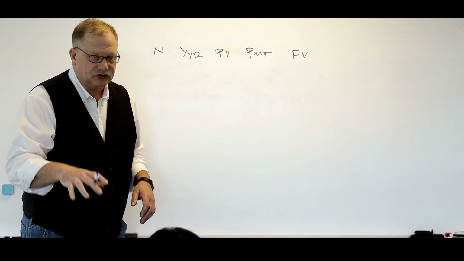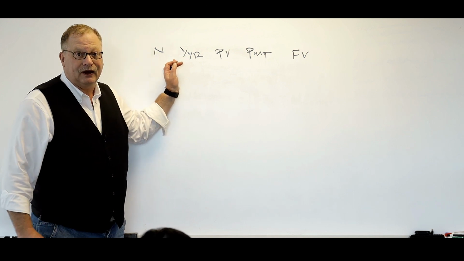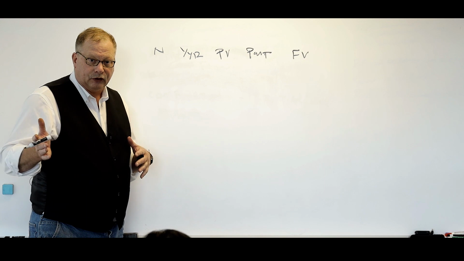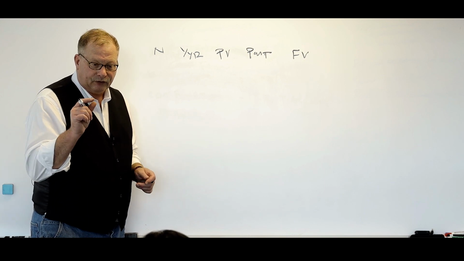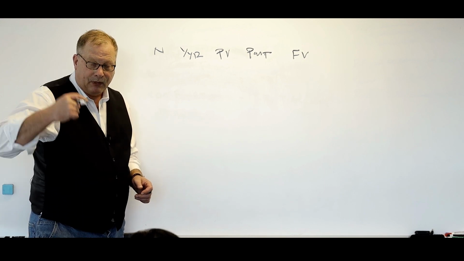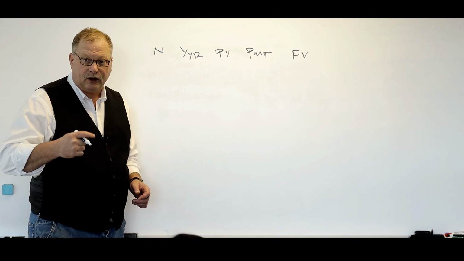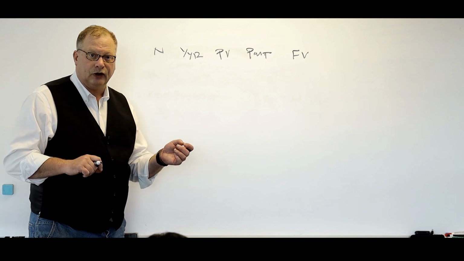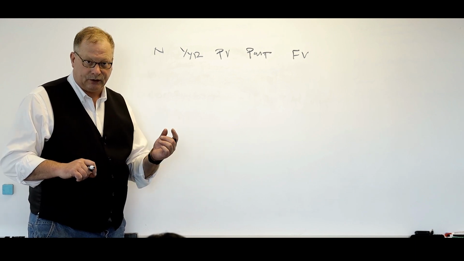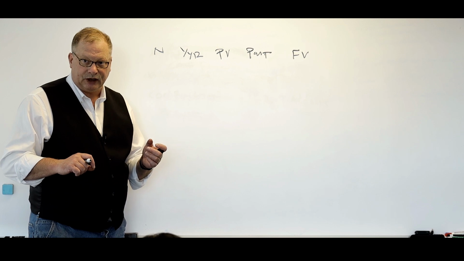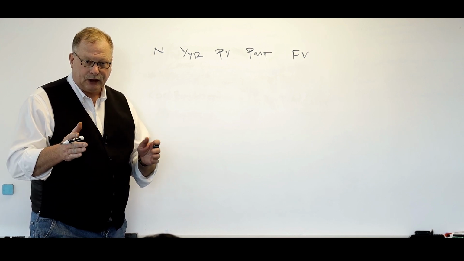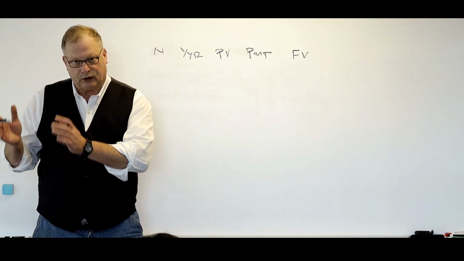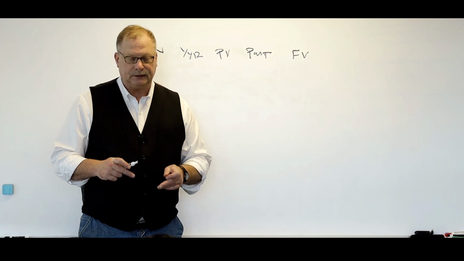Quick explanation of each one. N stands for time. For us, it's going to be either months or years. Now, I want you to make a couple of notes. Months is known as 12 payments per year. Years are known as 1 payment per year. That's the thing in time value of money you have to remember about time. You're either in 1 payment per year or 12 payments per year. 12 is monthly, 1 is annual, okay?